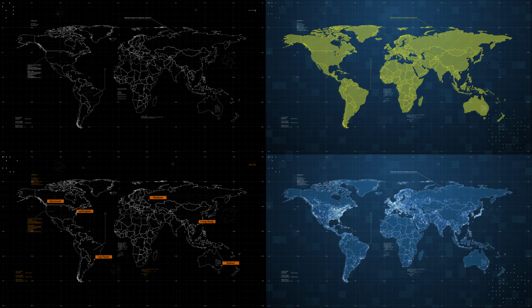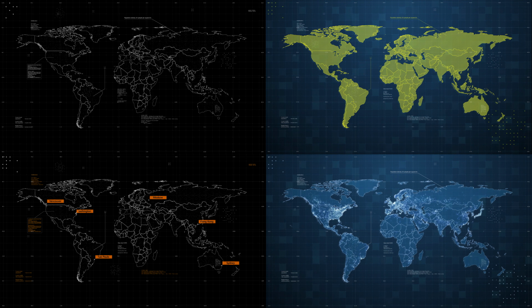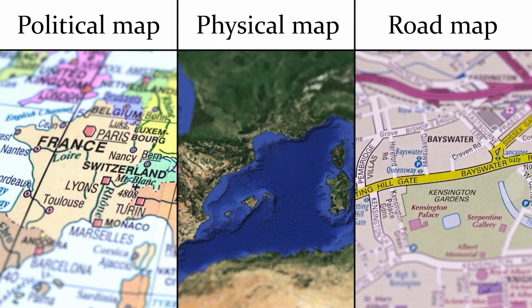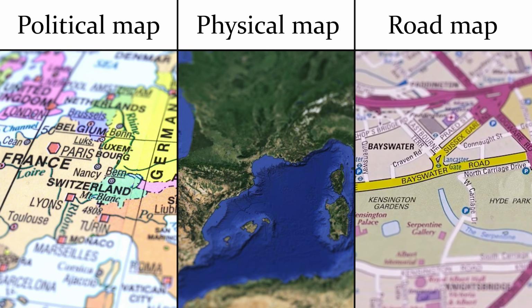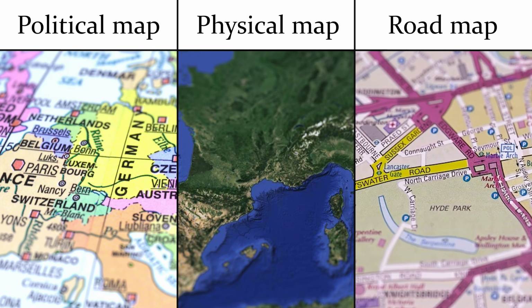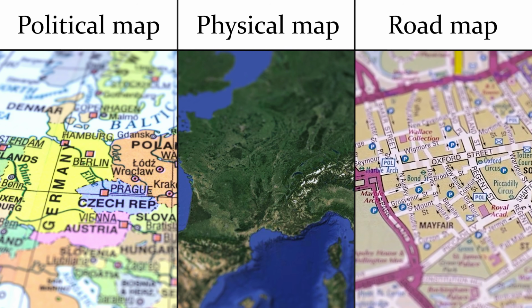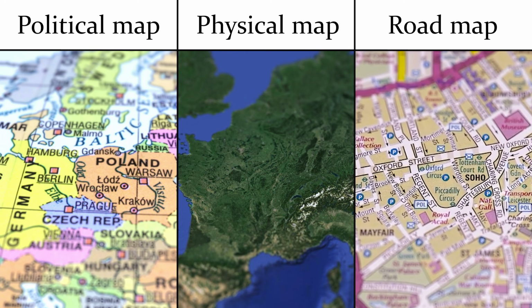There are many kinds of maps, but these are the ones people use most often. Political maps show countries and cities. Physical maps show mountains, rivers, and oceans. Road maps help people travel by showing streets and highways.